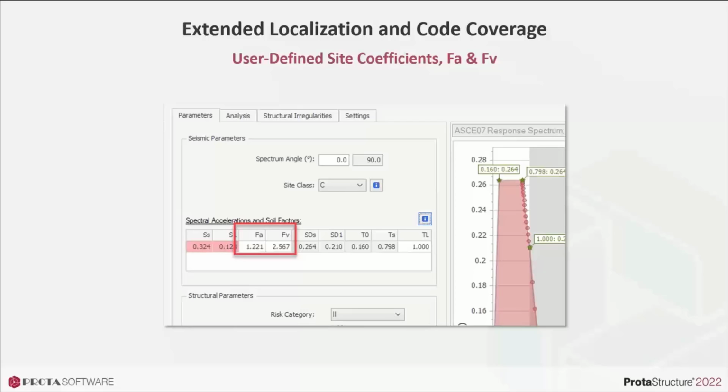Another important addition was the introduction of the user-defined site coefficients, FA and FV. These are familiar for our users who are using the US codes. So we have done this for US, Indonesian, and Thailand codes. So if you are using a regional implementation of US code, you can just fine-tune these parameters to adjust the spectrum to your project needs. But of course, as you change the site class, these values will revert back to the code-based values.